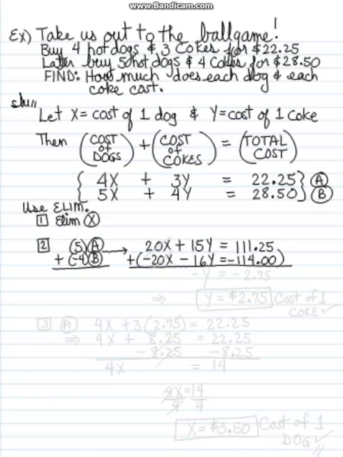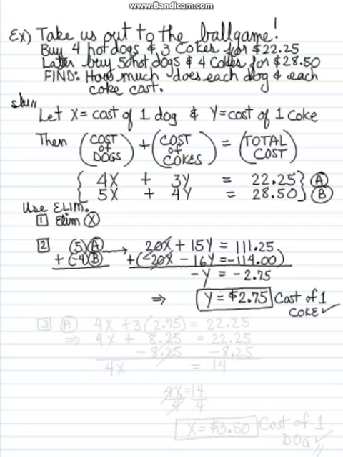20x minus 20x gives me 0 for the x's, so the x's disappear just as I wanted them to. 15y minus 16y gives me -y. Bring down the equal sign. 111.25 added to -114 gives me -2.75. Now I need to get rid of the negative sign, so I'll multiply both sides by -1, and that gives me y equals, I'll put a dollar sign in there, positive $2.75. Now that is y, so that is the cost of 1 Coke.